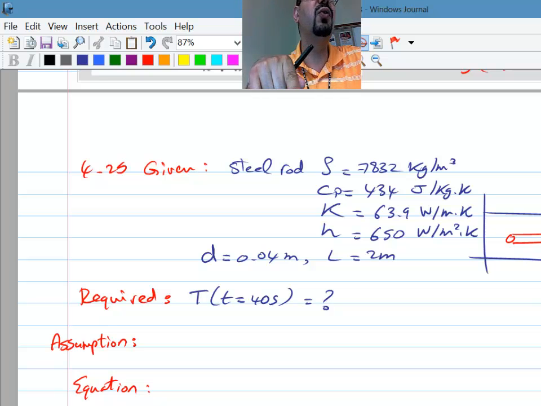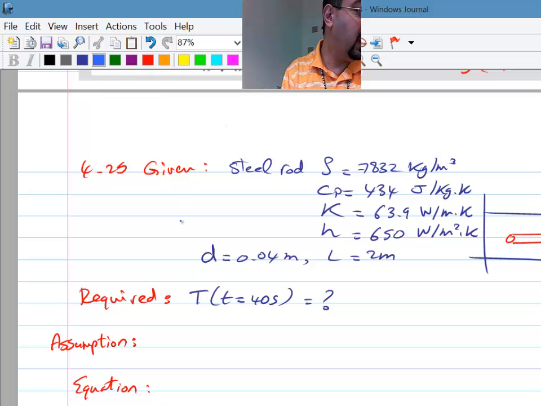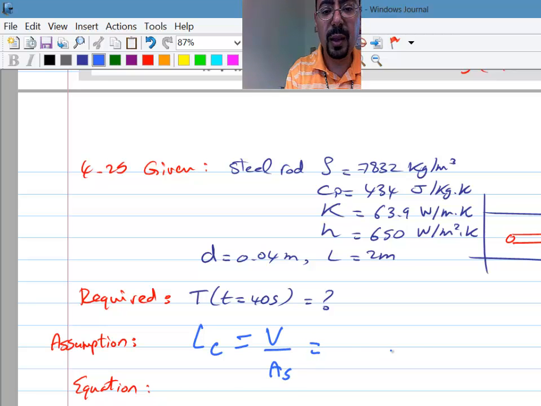So what can justify us taking the easy route? The Biot number. We have to check it, right? To be able to assume lumped analysis, I will have to get the Lc, the characteristic length, by dividing the volume V over the area S. And so the V would be, what is the volume of a cylinder?